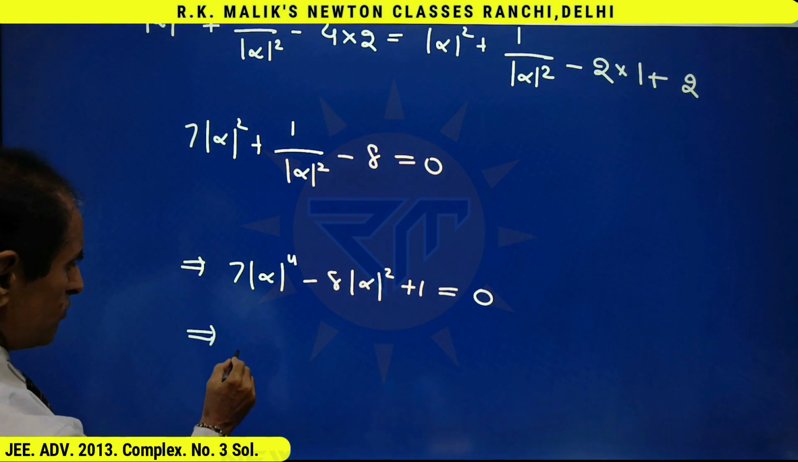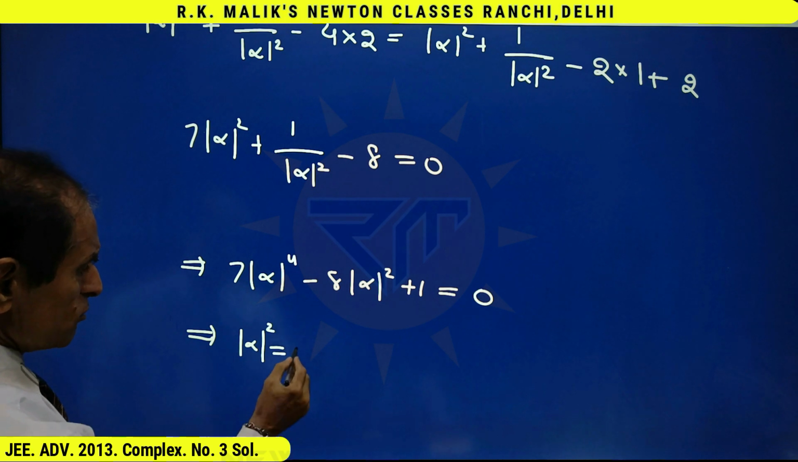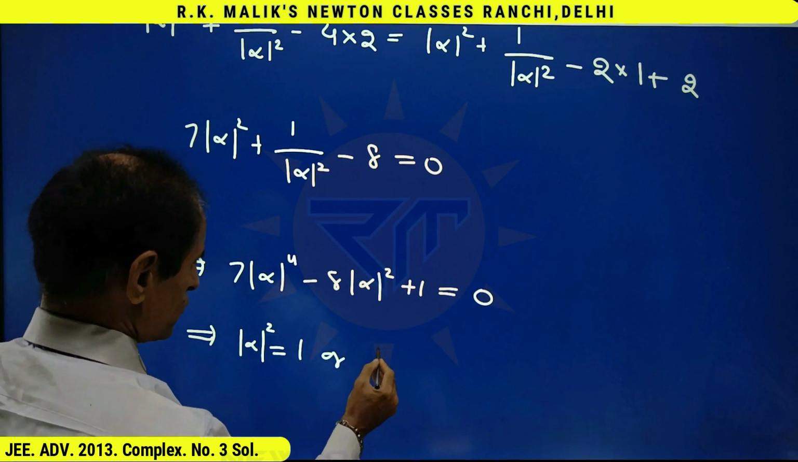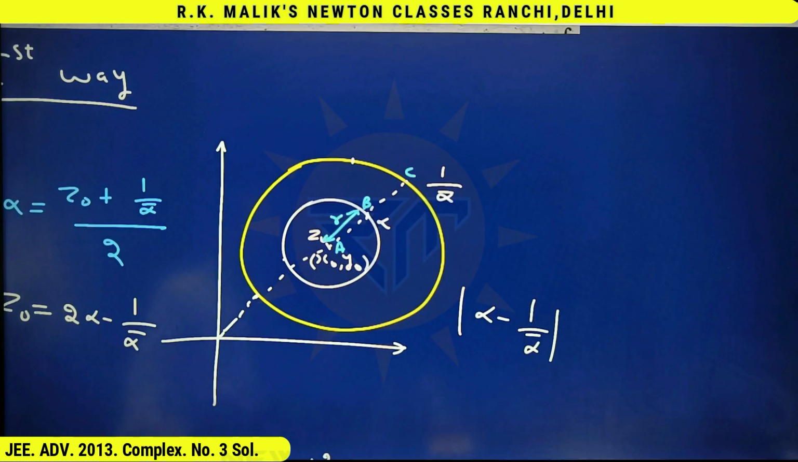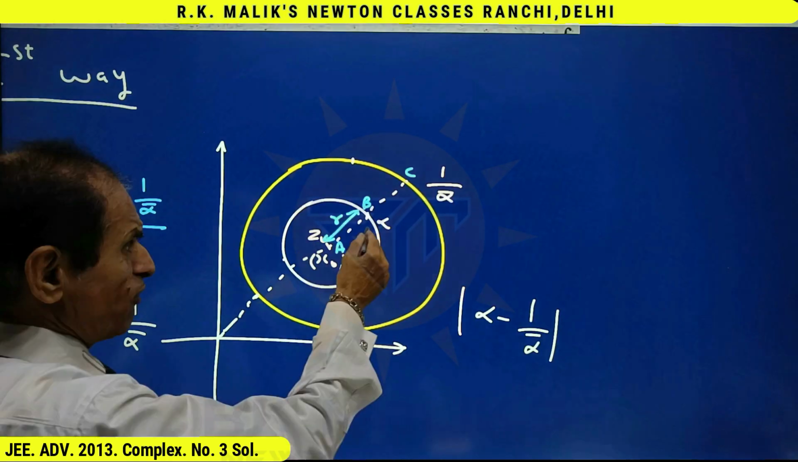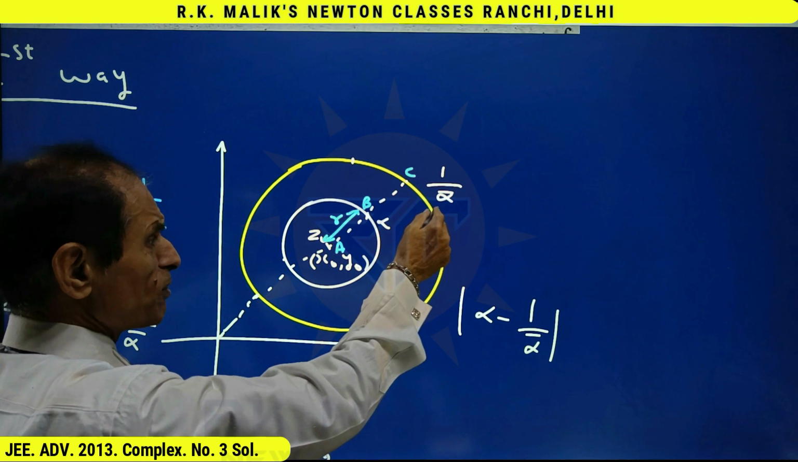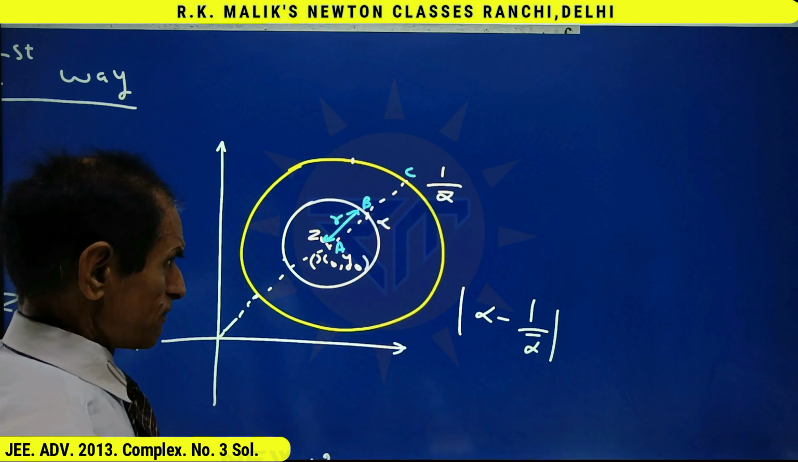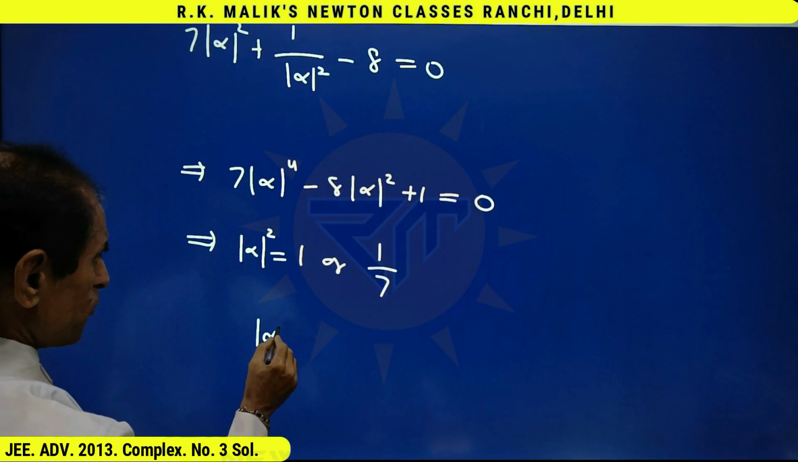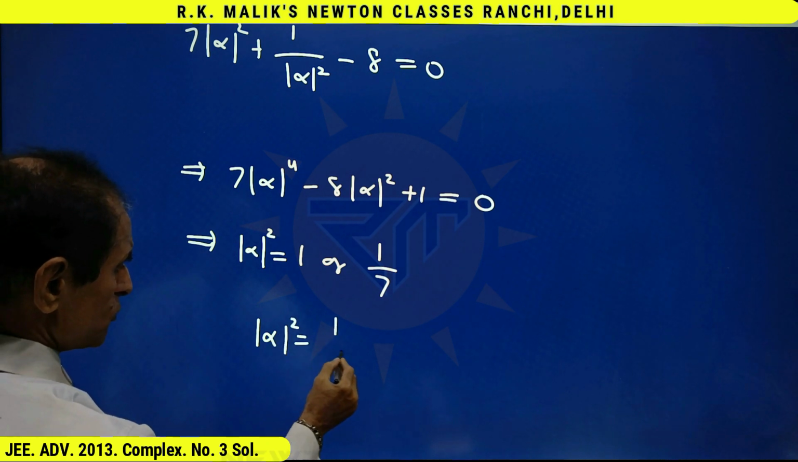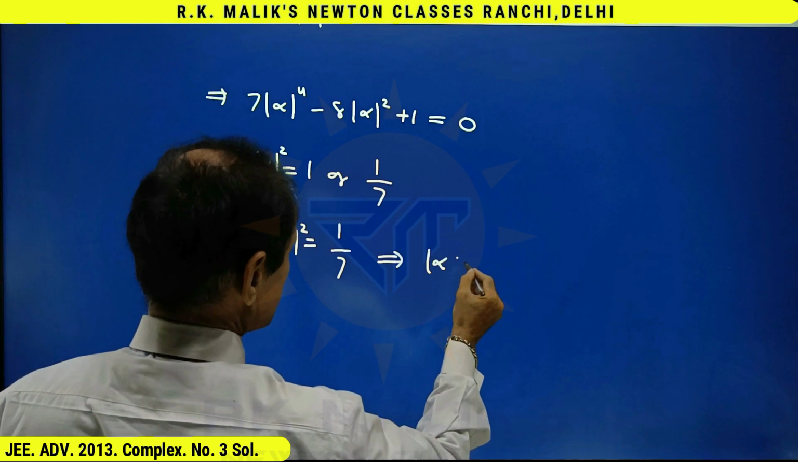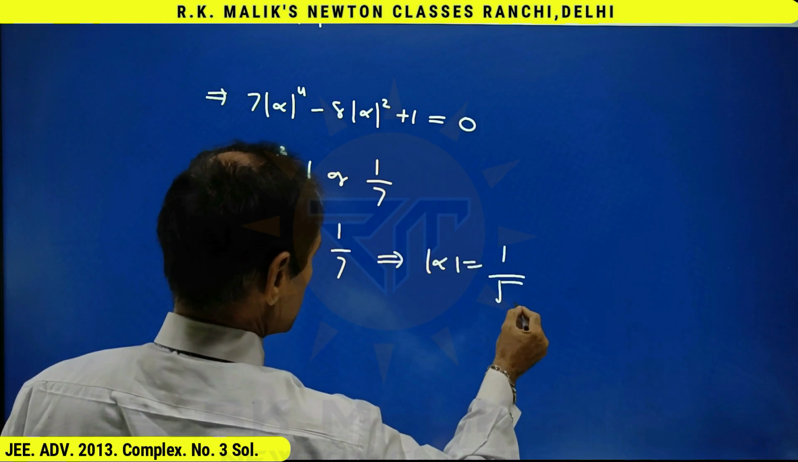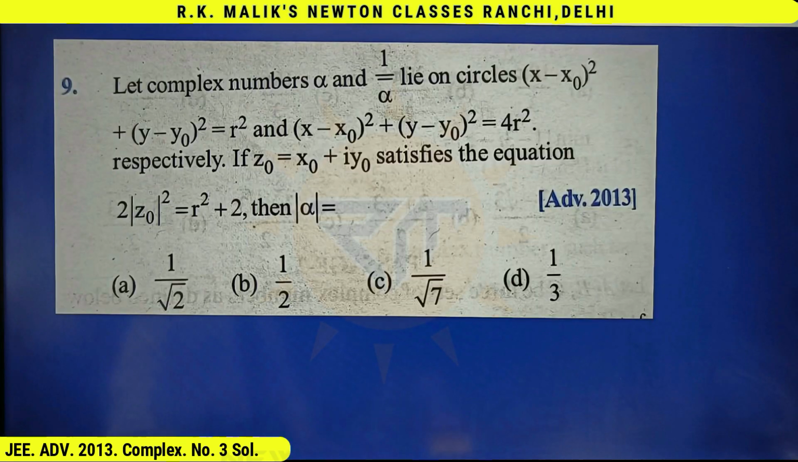That is, I can say mod alpha square is 1 or 1 by 7. But if I take mod alpha equal to 1, then alpha and 1 by alpha bar will become the same complex number. Hence, I can surely say that mod of alpha square is 1 by 7. That is, I can say mod of alpha is 1 by root 7. And now I am going to do this question by the second way.